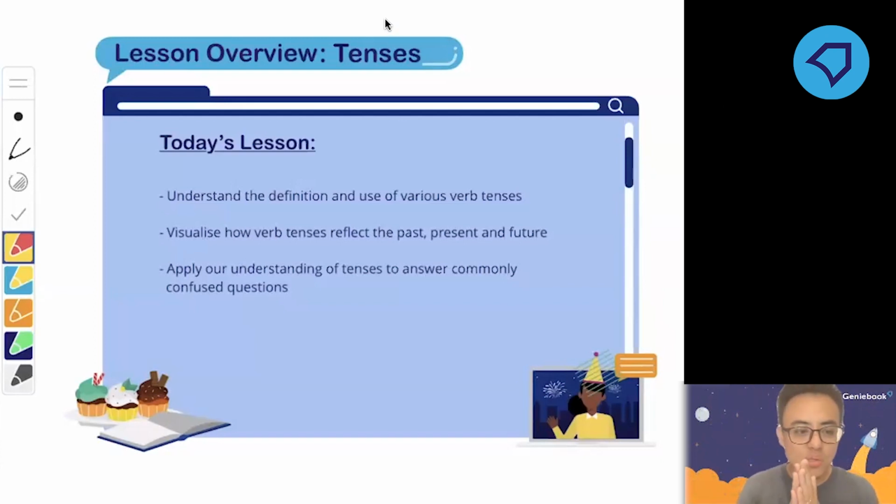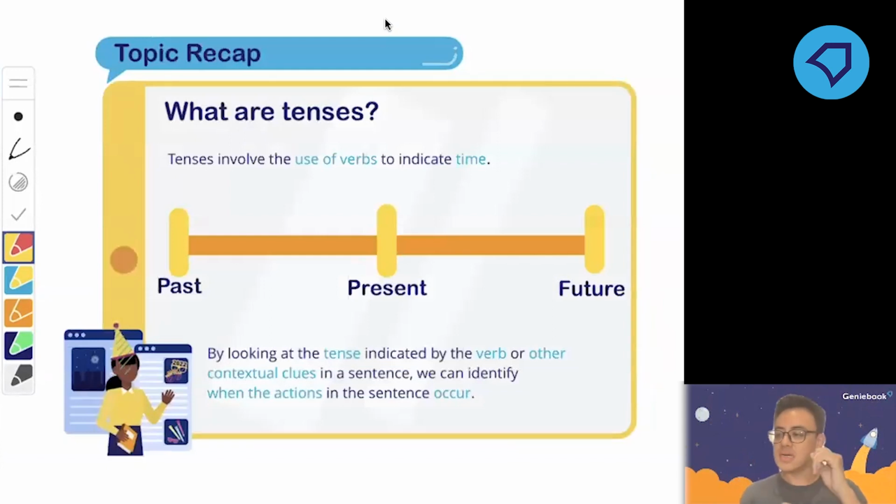So today we're going to go through really slowly a very difficult topic, tenses. I hope you pay attention because it's going to be hard. The questions are going to be easy, but understanding it's going to be quite hard. Okay, so let's look at this first. Tenses involve the use of verbs to indicate time. So nouns cannot indicate time.